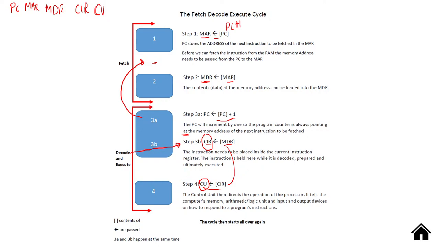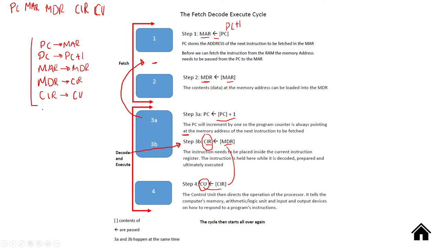So the way I would revise it, I used to have flashcards, and I did program counter to MAR, program counter plus one, MAR, MDR, MDR, CIR, and then CIR, control unit, CU. And that was all I had on a flashcard. And I used to just look at it and try and explain what was going on there. So I tried to just verbalize what was happening to the data and the instructions and that sort of thing.